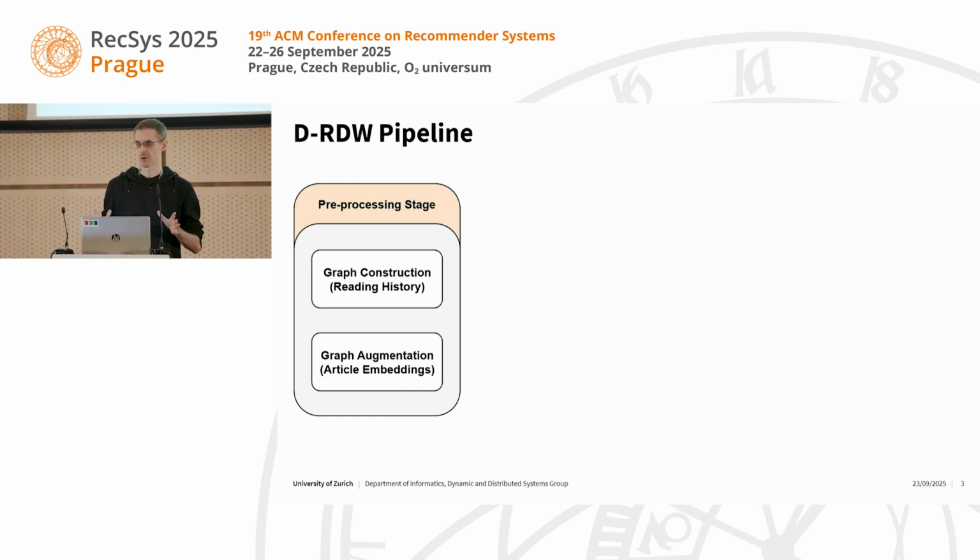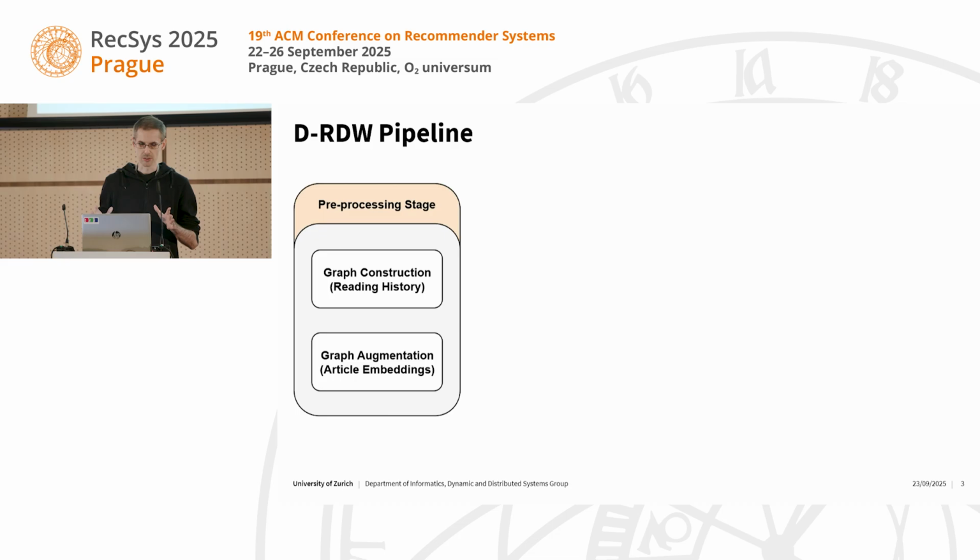Now, DRDW is based on random walks and on those normative target distributions, but it is a complete algorithm pipeline. In the first step, we have the pre-processing stage, where our implementation helps you to create the underlying graph. It also has some ways to deal with cold items.